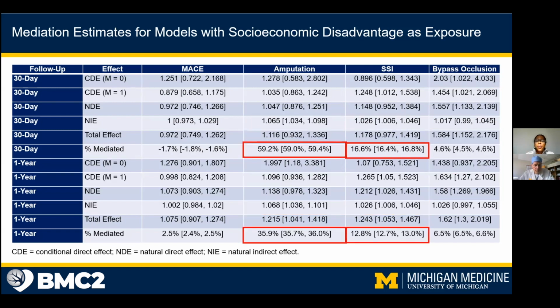And so the percentage of the total SDI effect that was mediated through CLTI was about 59% for 30-day amputation, 36% for 1 year amputation, and about 13% for 1-year SSI.